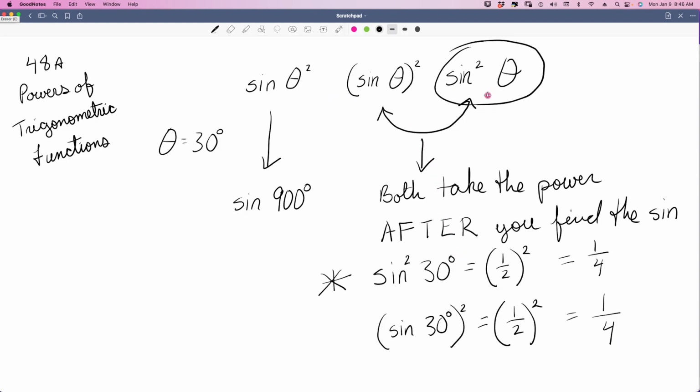It does depend on how it's written, but you really only have two things you have to worry about. Are you taking the power of the whole thing after you find whatever it is, the sine or the cosine or whatever, or are you using the power on the degree of measure? And like I said, we'll almost never use power on the degree of measure. It's typically going to be right here next to your trigonometric function, and it will be applied after you find whatever that is. All right, so let's do some practice problems.